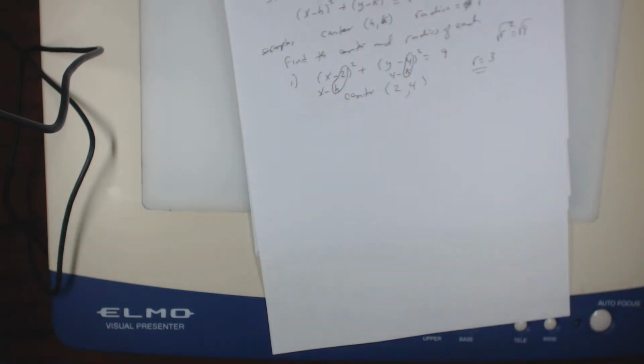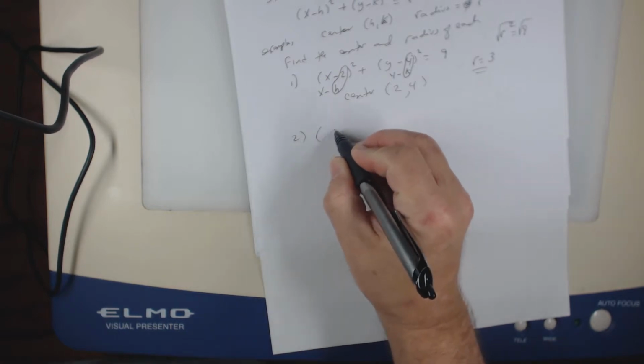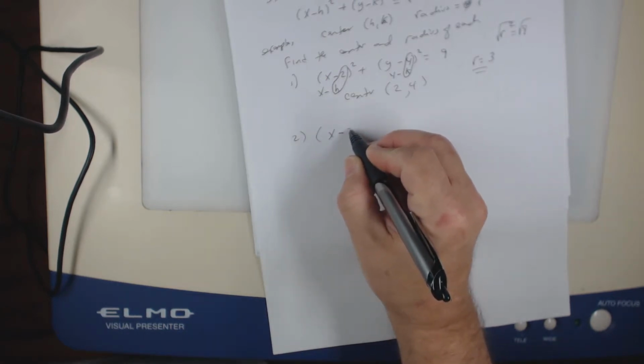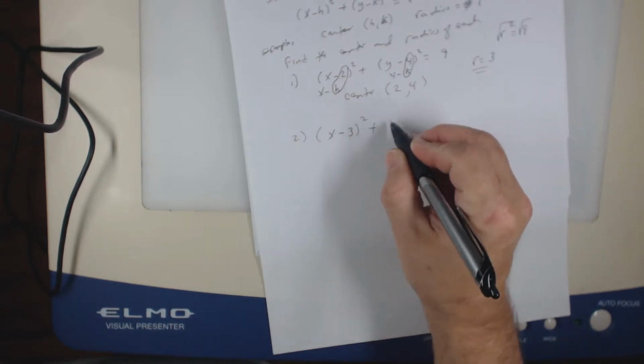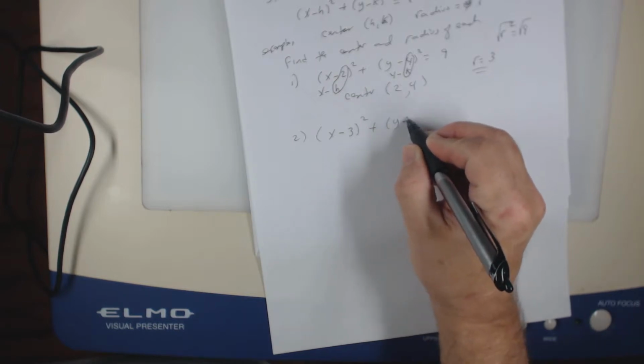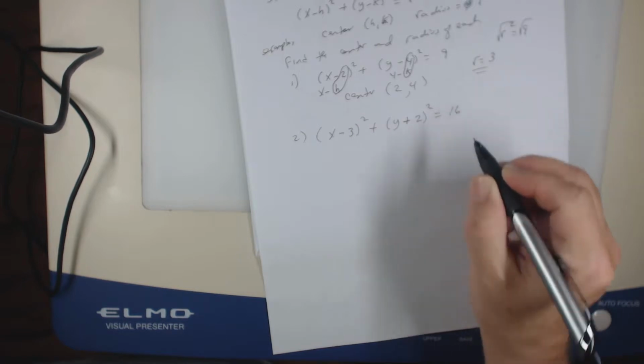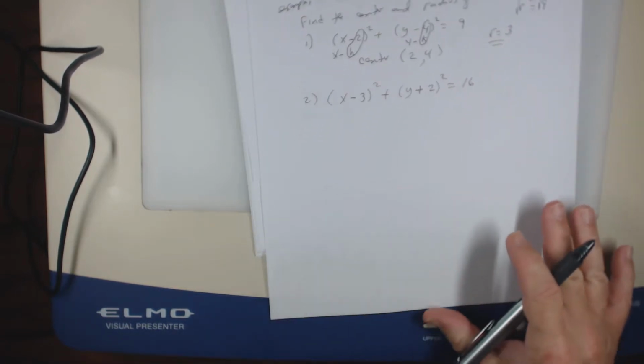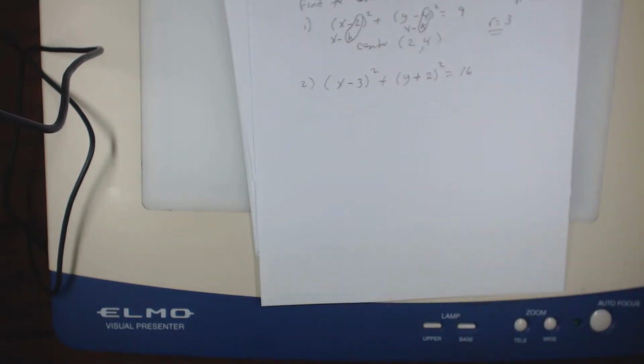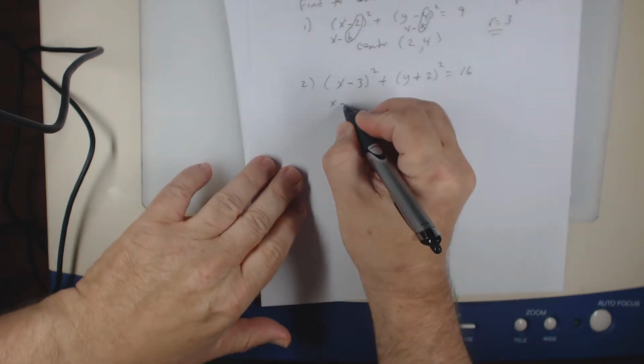All right, let's look at this one. Number 2. (x - 3)² + (y + 2)² = 16. You have to know what the equation of a circle looks like in order to do this correctly. So the equation of a circle says x minus, y minus. So here I see x minus, right?